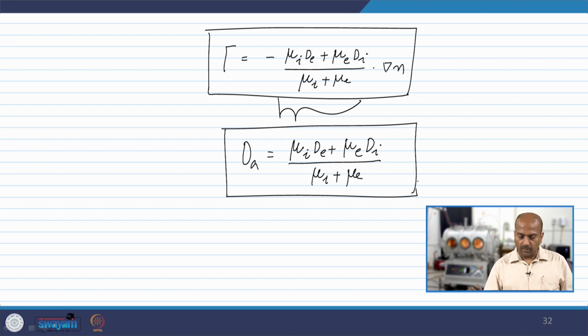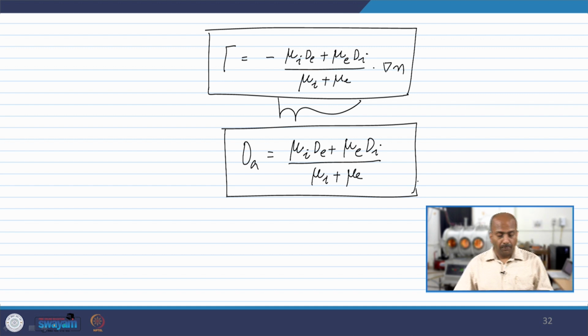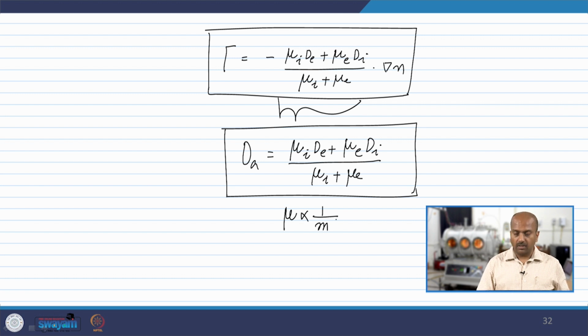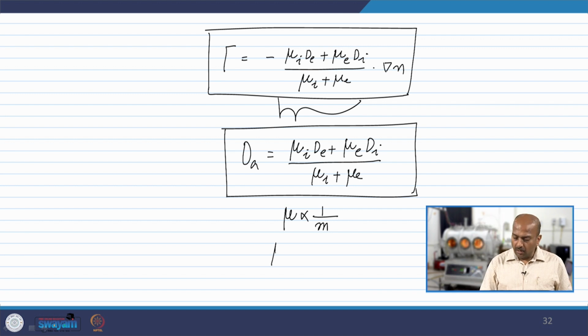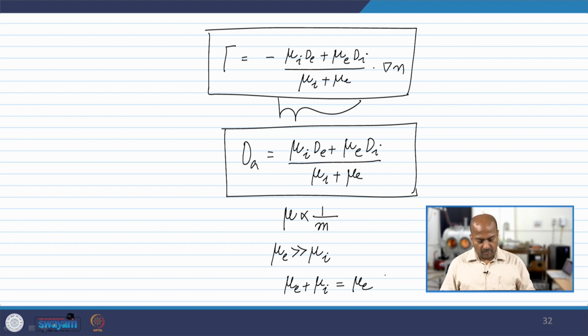Now, let us see some features of this diffusion coefficient. What is this called? This is called the ambipolar diffusion coefficient. Now, we know that the mobility is proportional to 1 by mass. The larger the particle, the smaller its mobility, right. So, the mobility of the electron will obviously be much larger than the mobility of the ion, and it is natural for us to expect μe plus μI to be just equal to μe, because the mobility of the ion will be very, very small.